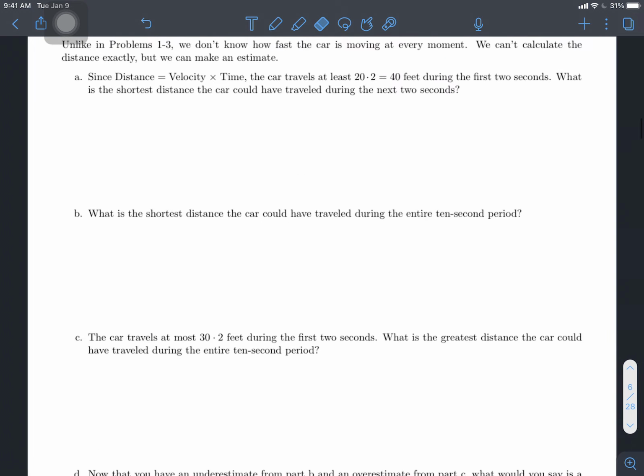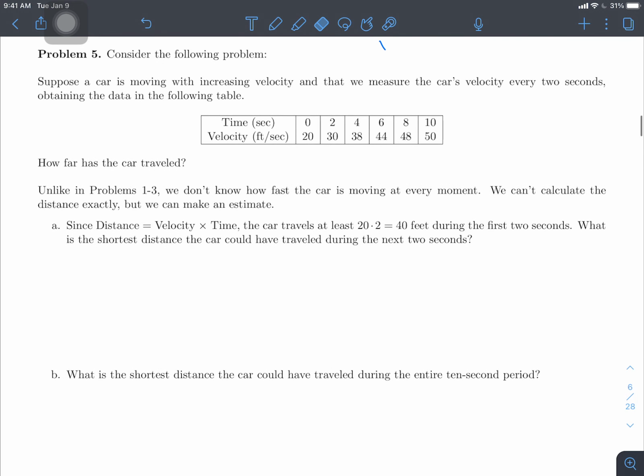Okay, so let's do some examples. So we'll do this one together. We consider the following problem. We have a car moving with an increasing velocity, and we measure that car's velocity every 2 seconds, obtaining the data in the following table. Okay, so the velocity is going up 20, 30, 38, 44, 48, 50, right?